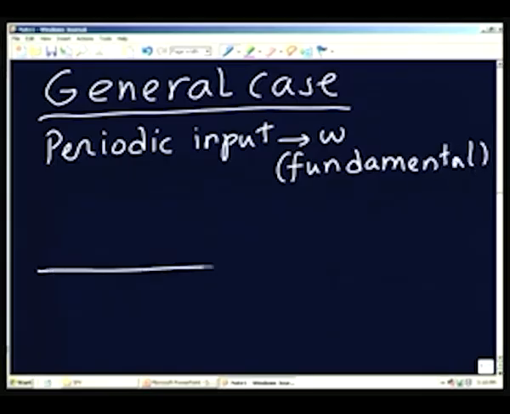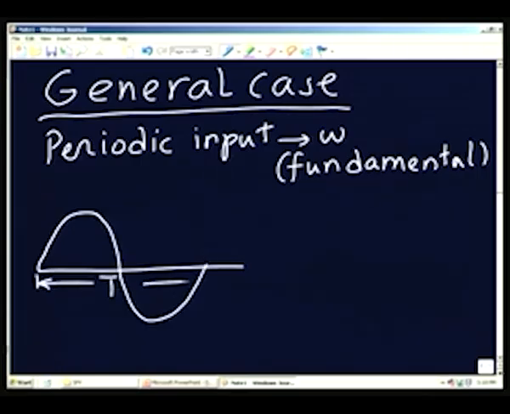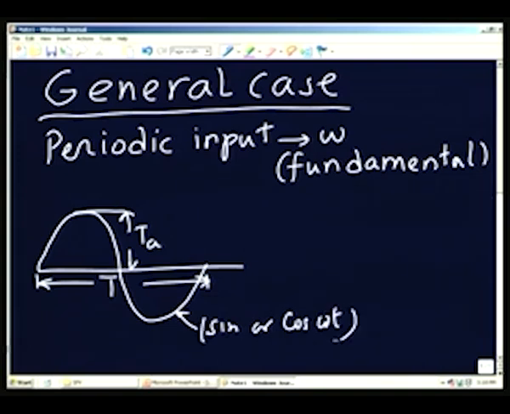That means that I have a wave varying like this, and this is the period of the wave, this is the amplitude, and this is a sin or cos omega t. The difference between sine and cos is that they are shifted with respect to each other by 90 degrees.